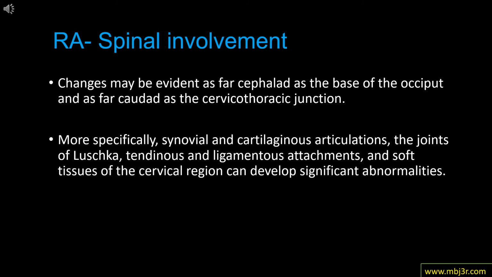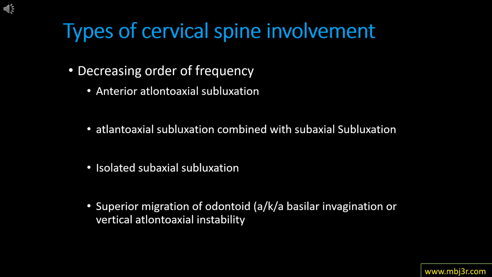More specifically, the synovial and cartilaginous articulations, the joints of Luschka, tendinous and ligamentous attachments, and soft tissues of the cervical spine can develop significant abnormalities in rheumatoid arthritis. Types of cervical spine involvement in decreasing order of frequency: anterior atlantoaxial subluxation is most common; atlantoaxial subluxation combined with a subaxial subluxation; isolated subaxial subluxation; superior migration of the odontoid.